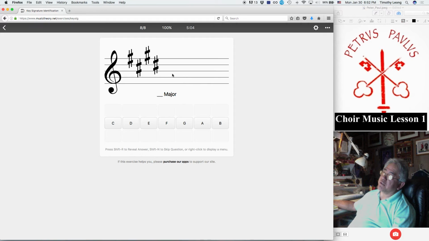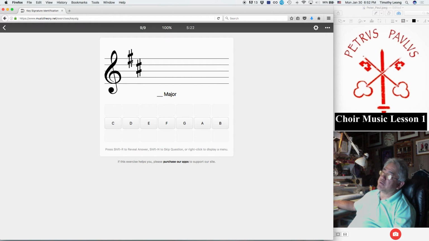A major would be 3 sharps. And we're going up some more. A, 2, 3, 4, 5. That line is E. So 4 sharps is E major. Bingo. Okay, you got that?